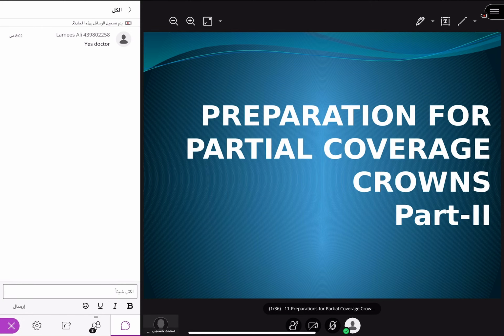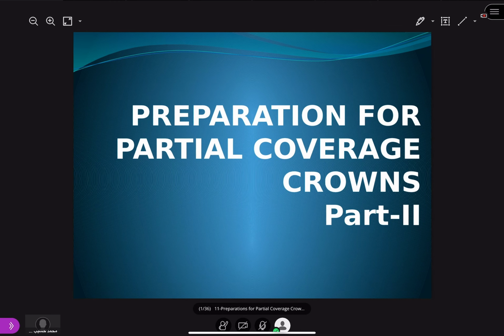This is preparation for partial veneer crowns, part 2. In the previous lecture, in part 1, we discussed the partial veneer coverage crown on the posterior teeth, the premolars, and we had also discussed the different types of partial veneer crown in posterior teeth, like 3/4 crown, reverse 3/4 crown, 7/8 crown, and mesial half crown.